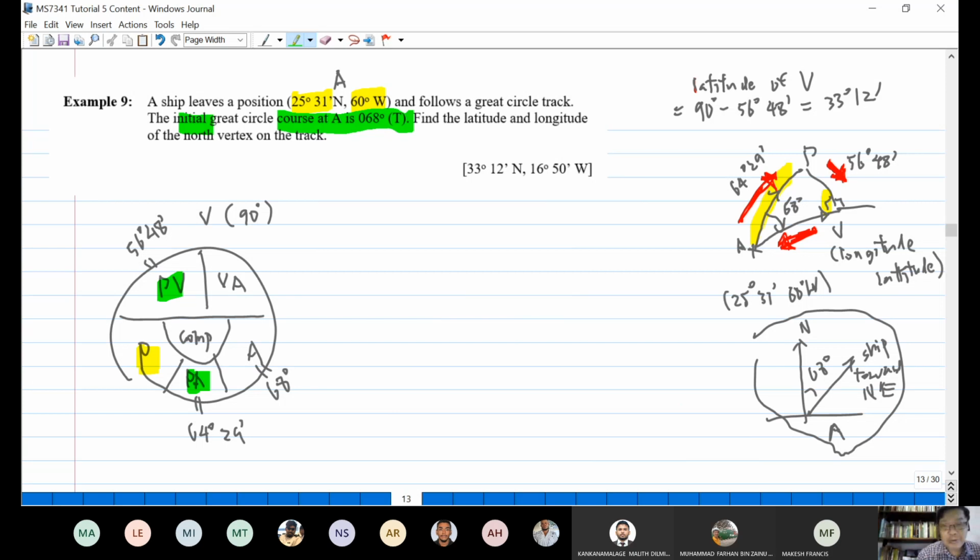So Napier's rule. What does Napier's rule say? Napier's rule says that the sine of the middle part is equal to the product of tangent of adjacent parts. I always use the yellow color for the middle part, and the adjacent always use the green color.